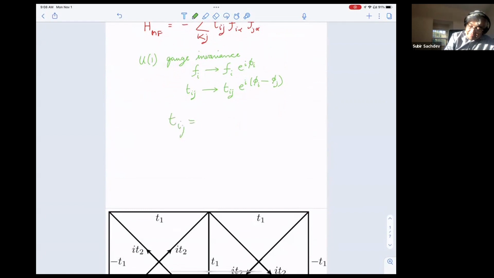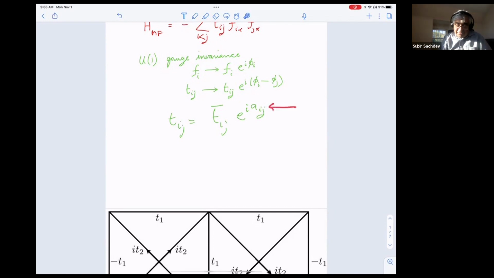Tij will be the Tij as shown in the picture. Let me call it Tij bar times e to the i Aij. And this Aij will become our gauge field. This will be our gauge field, and its action will have terms that break time reversal.